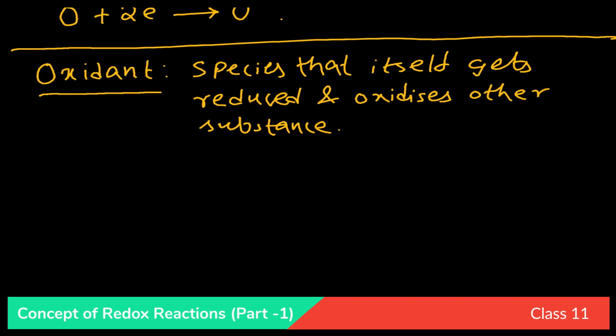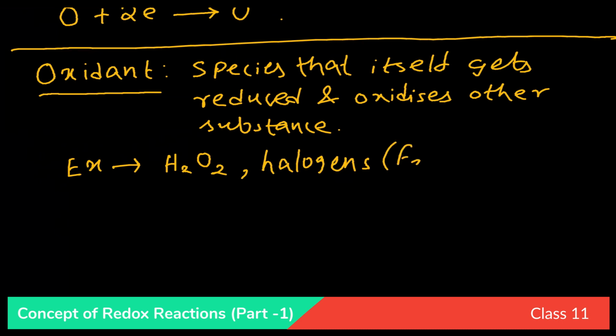Now there are various examples of oxidants. Examples are hydrogen peroxide, H2O2. The halogens are also examples of oxidants: fluorine, chlorine, bromine, iodine. There are many of them. I've just mentioned a few of the oxidants.